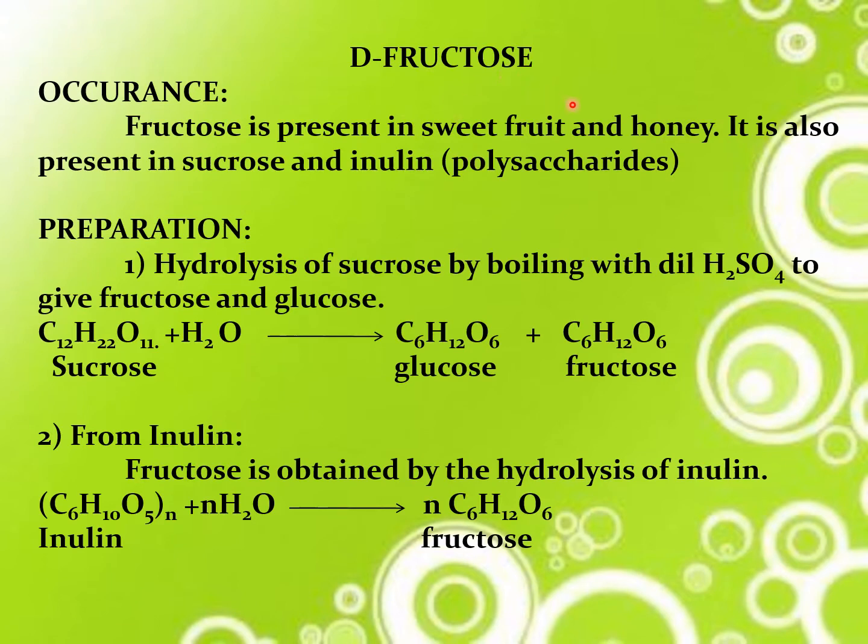In this chapter, we will see the reactions of fructose. Occurrence: fructose is present in sweet fruit and honey. It is also present in sucrose and inulin. Inulin is a polysaccharide.